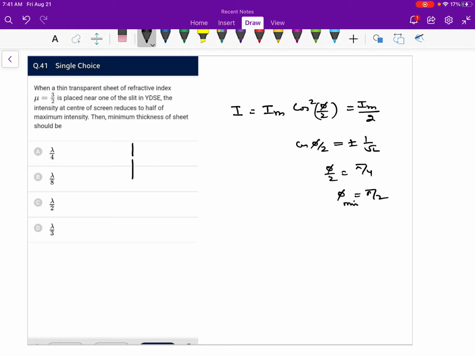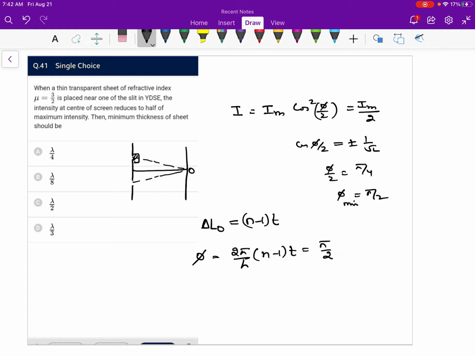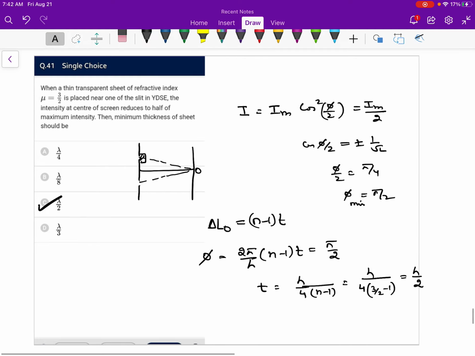Okay, now at the center of the screen, the path difference delta L at O is n minus 1 into t. So phase difference is 2 pi by lambda into n minus 1 t, and that is equal to pi by 2. So t is lambda by 4 into n minus 1. So lambda into 4 into 3 by 2 minus 1. So this is lambda by 2. So t is lambda by 2. C is the correct option.